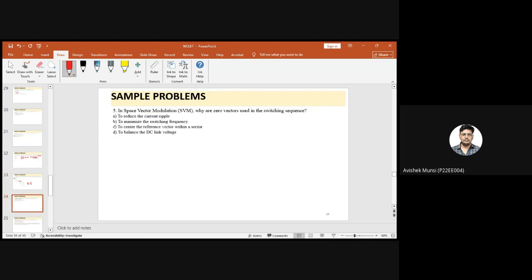Next question, in case of space vector modulation, why are zero vectors used in the switching sequence? Why are only the non-zero vectors not used? So try to answer it.